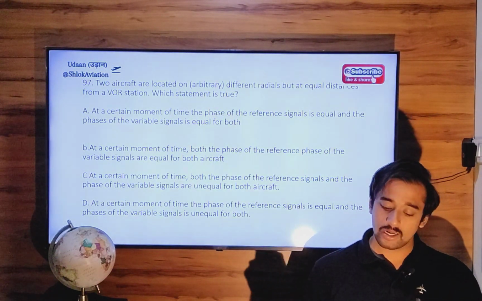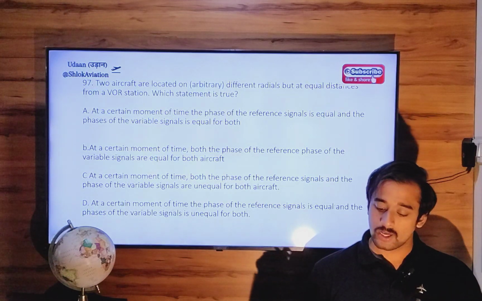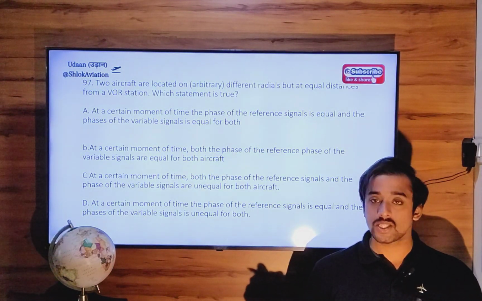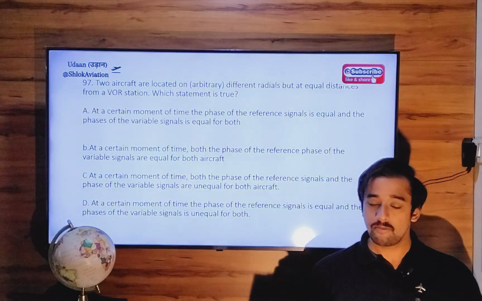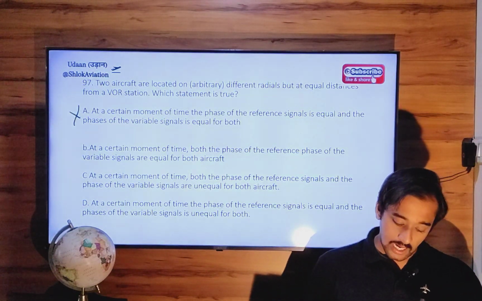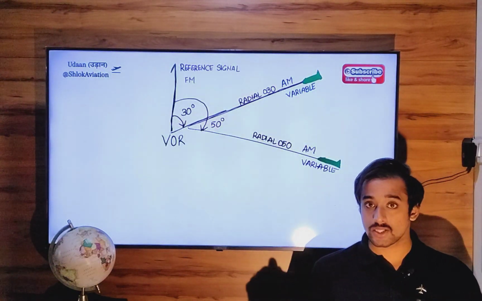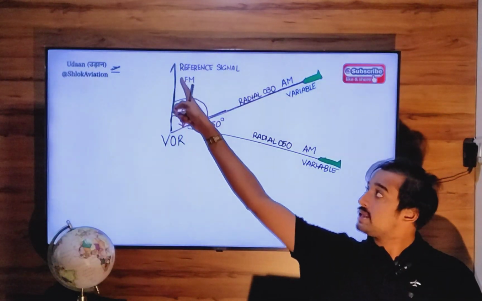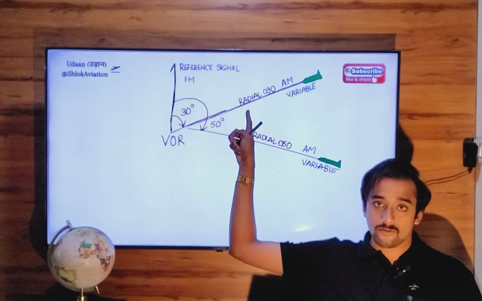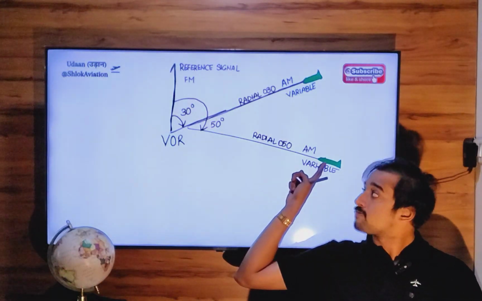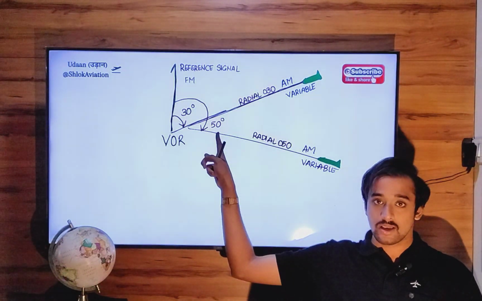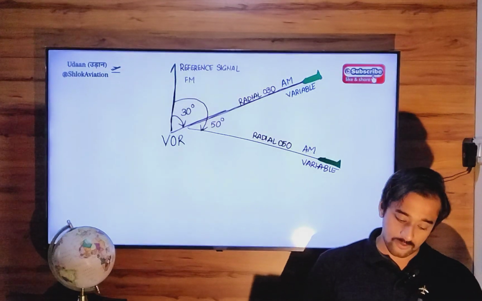At a certain moment of time, the phase of the reference signal is equal and the phase of the variable signal is equal for both. Can it be equal? No, since they are located on different radials. For this aircraft, the phase difference is 30 degrees between the reference wave and the variable wave. But for this aircraft, the angle between the reference and variable wave is 50 degrees. So it's not the same for both of them.